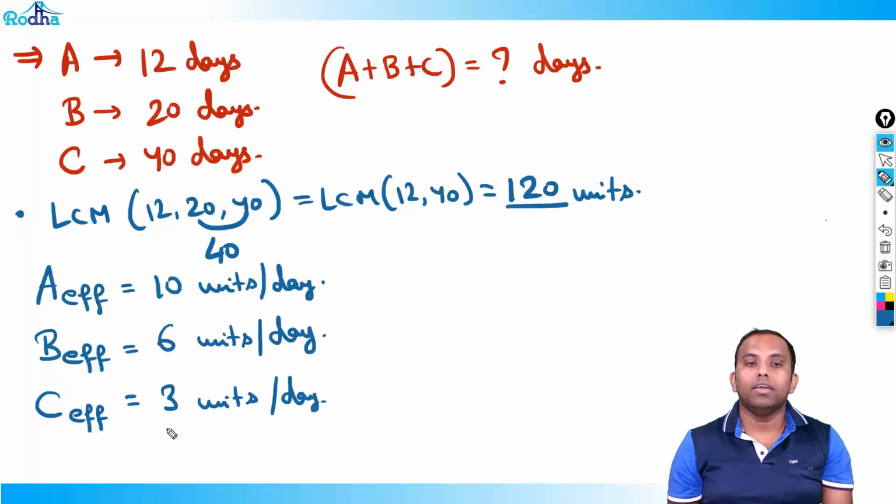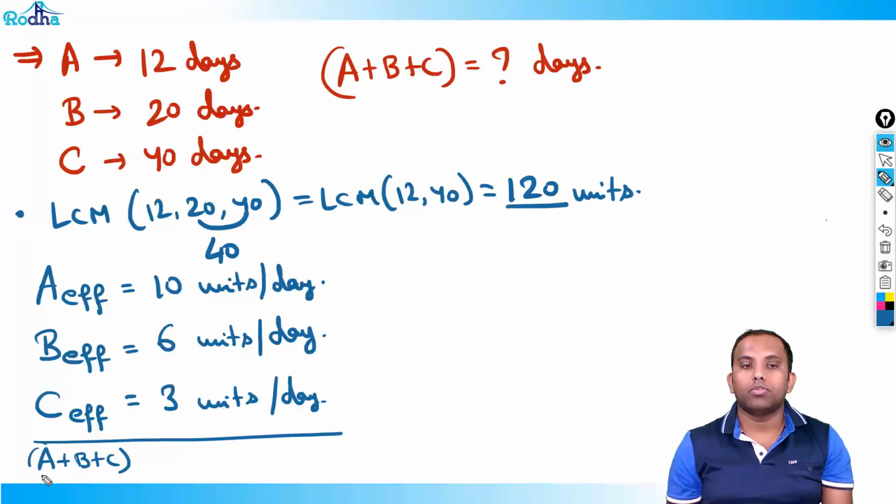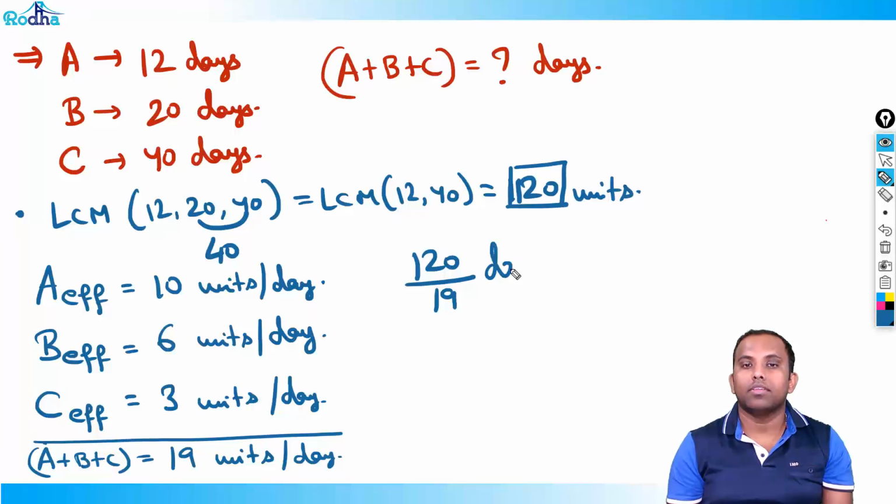Right. So if combined, A plus B plus C will do how much work? 10 plus 6 plus 3, 19 units work per day. So the question is, in how many days will they do it? What is the LCM? 120 units work, right? So in how many days will they do 120 work? That is 120 by 19 days. This is the answer, right?